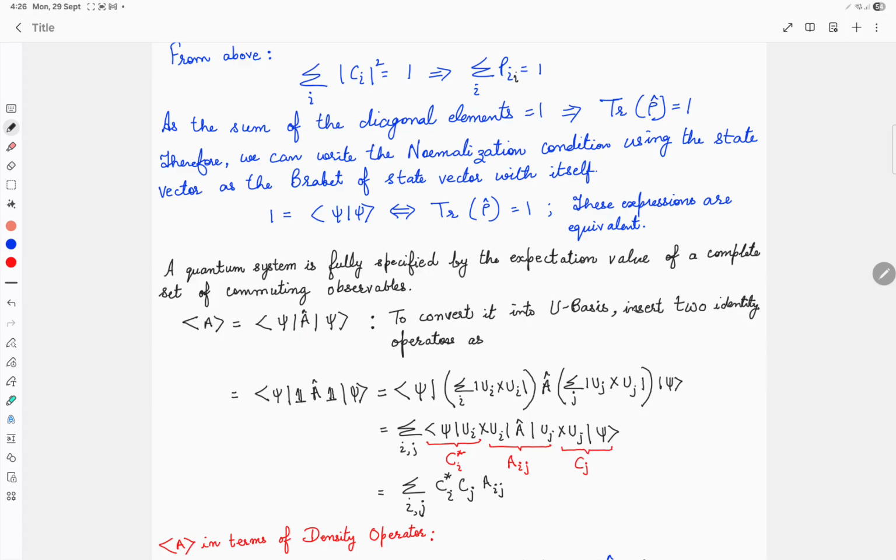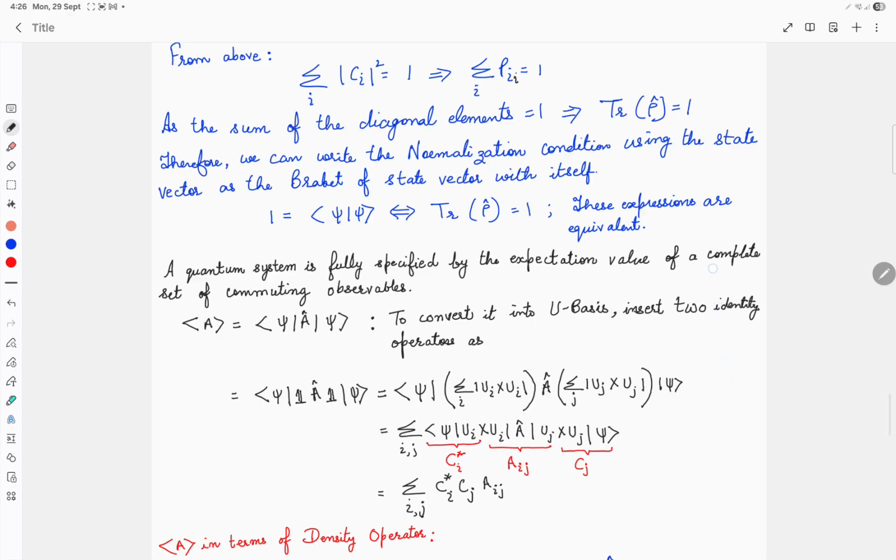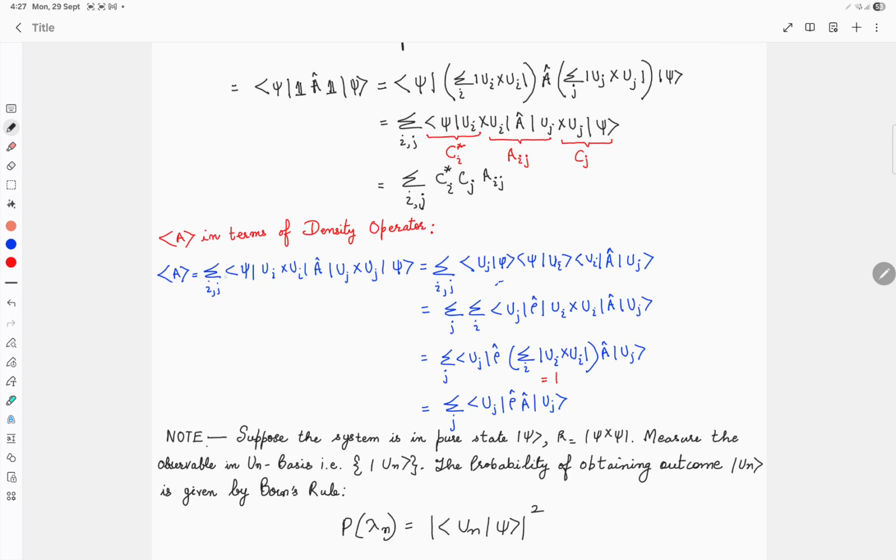To convert it into the U basis, let us insert two identity operators like this, because inserting the identity operators will not change the result, since multiplying any operator by the identity operator gives the same operator. We can also replace this I with this outer product in both the cases, so that we introduce the ui basis here and uj basis here. If we do the manipulation, we will see that this expectation value will come out to be the summation of ci conjugate, cj, aij. So in terms of the density operator, the expectation value can be written like this.